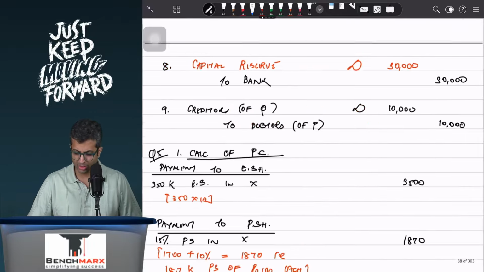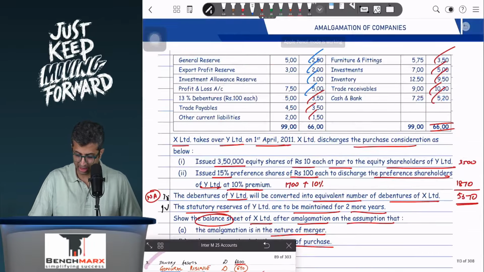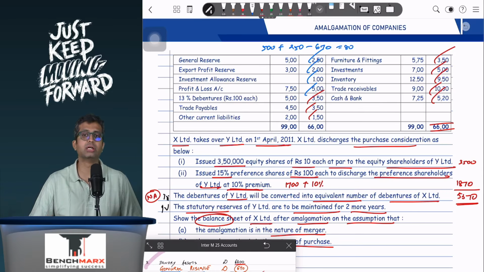So sir, what will be there in the final general reserve? X का तो general reserve होगा ही 500 plus 250 minus 670. So 500 plus 250 minus 670, can I say there will be only 80 remaining in the net general reserve at the end when you prepare the balance sheet.